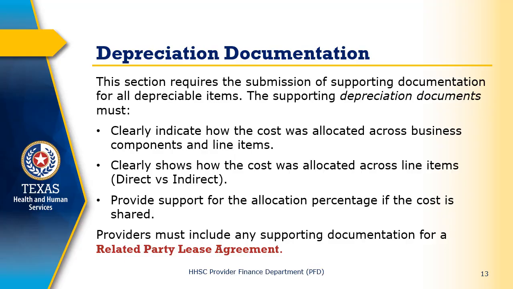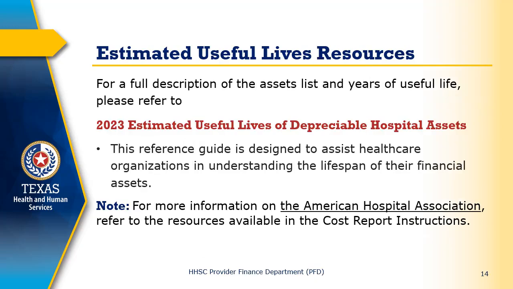In this section, it is crucial to submit comprehensive supporting documentation for all items eligible for depreciation. The documentation must clearly delineate how costs are allocated across various business components and line items. Additionally, it is crucial to clearly specify the allocation between direct and indirect costs to ensure accurate expense classification. In cases where costs are shared among different components, it is essential to provide detailed evidence to support the allocated percentage of these shared costs. Furthermore, providers must include any relevant documentation pertaining to a related party lease agreement to substantiate the depreciation claims.